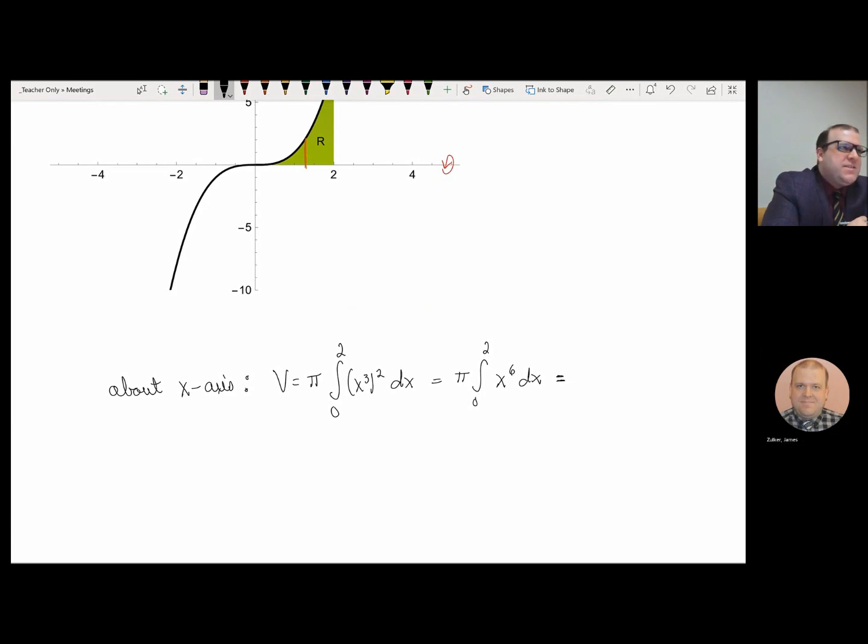You should be able to see that this is going to evaluate to 2 to the 7th over 7. And 2 to the 7th is 128. Volume is 128 pi over 7.